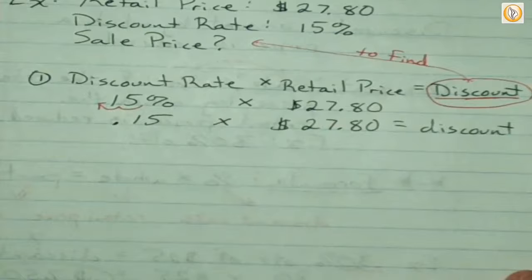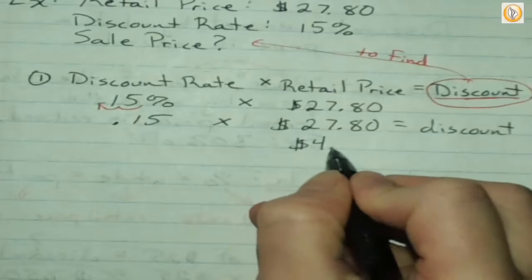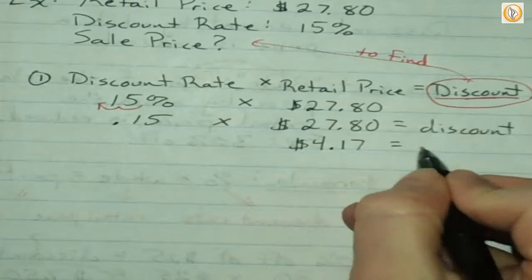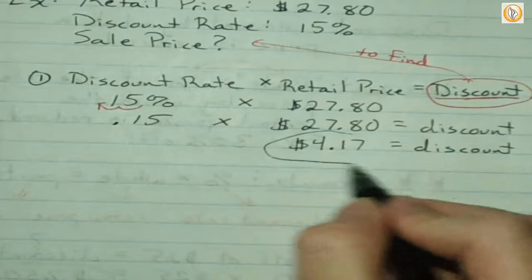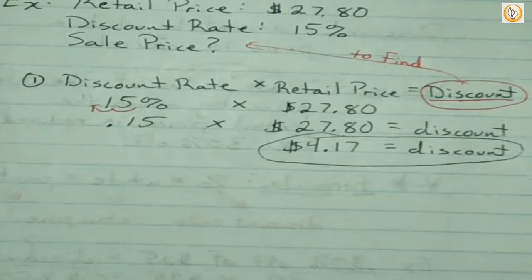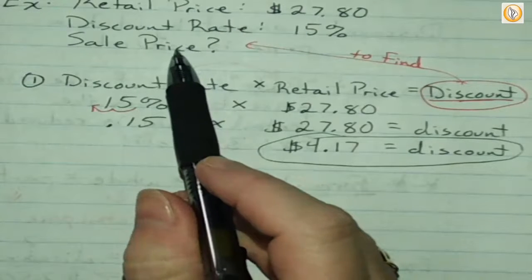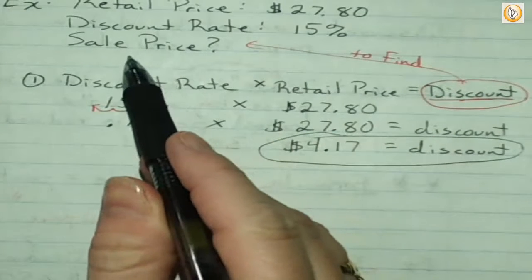Now, to save on time, we multiply to get the discount. I'll let y'all catch up. So if you multiply, you end up getting $4.17, and that equals the discount. Does everyone understand that? Joseph, do you understand? Kelly, do you understand? Okay, but we're looking for the sale price. We've got the discount, but we need that discount to find the sale price.